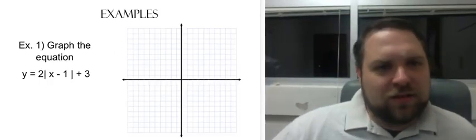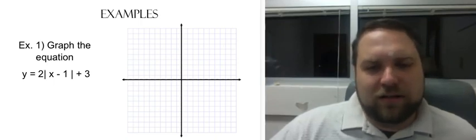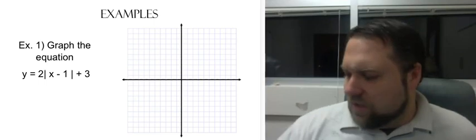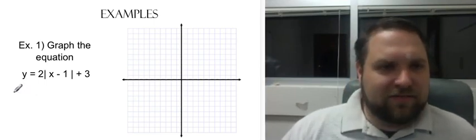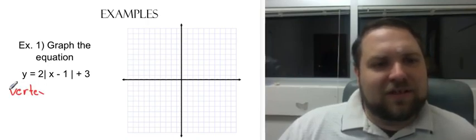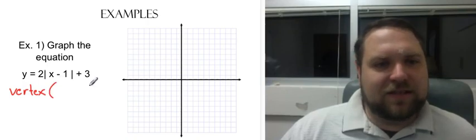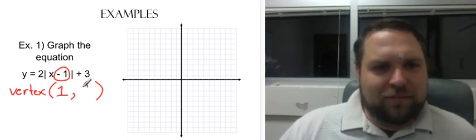Graph the equation y equals 2 times the absolute value of x minus 1, plus 3. So the first thing I'm going to do, just like yesterday or whenever you watched that last video, the first thing I have to do is find the vertex. So the vertex, I need h and I need k, but I have to remember that I'm subtracting h, so I have to take the opposite of whatever this is. So my vertex is going to be at 1, positive 3.